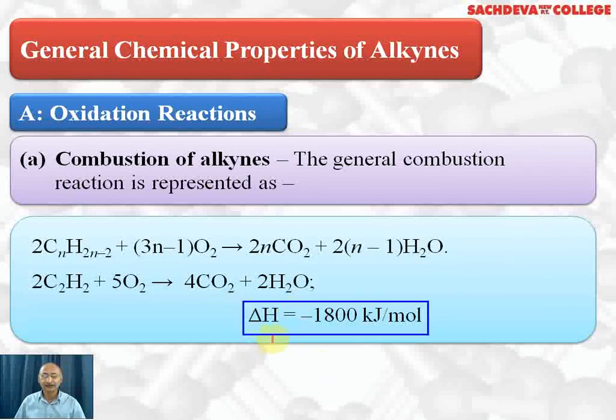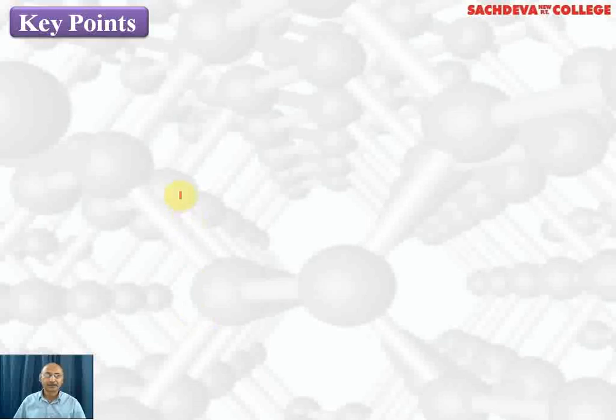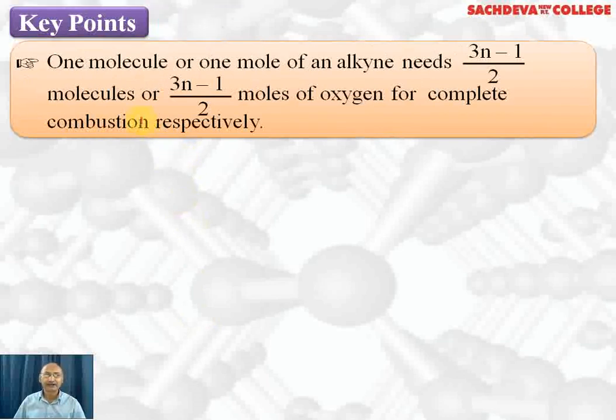Heat of combustion of this reaction is 1800 kilojoules per mole. So it's a highly exothermic reaction, and oxyacetylene flame is used for welding purposes. Let's take up some important points. One mole of alkynes needs (3n-1)/2 moles of oxygen for complete combustion, where n is the number of carbon atoms.